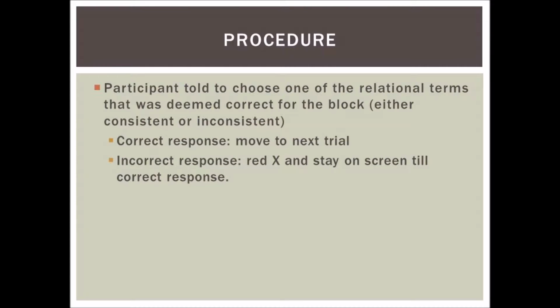The participants were told to choose one of the relational terms presented, which were either consistent or non-consistent, that was deemed to be correct for the trial. Choosing the correct term removed everything from the screen before beginning the next trial. Choosing the incorrect term produced a red X on the screen, and the next trial did not start until the correct term was chosen.